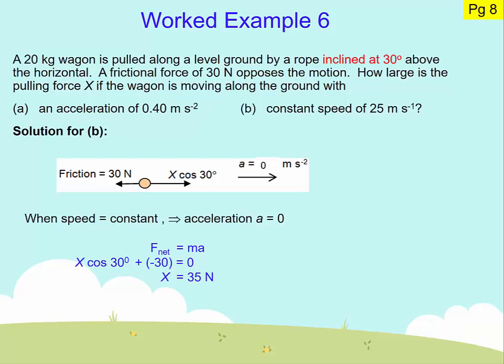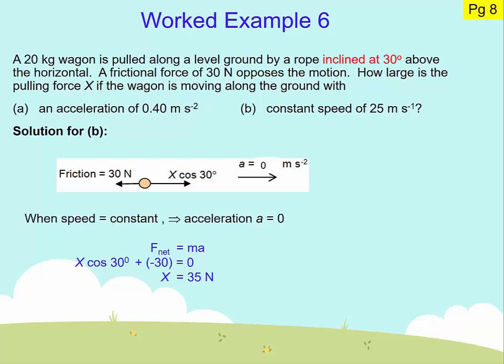Okay, part B. If the wagon moves with a constant speed, what do we do? Constant speed means acceleration is zero, right? So actually there is no direction of acceleration here, so I'll just let rightwards be positive.